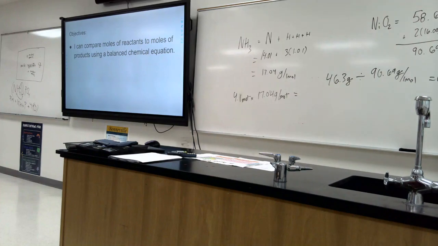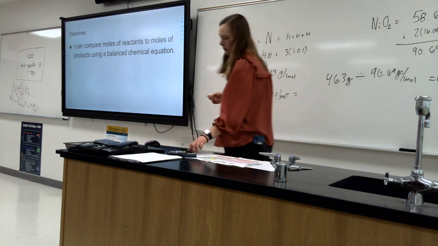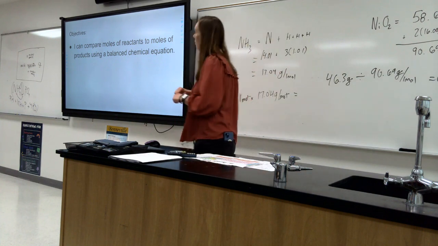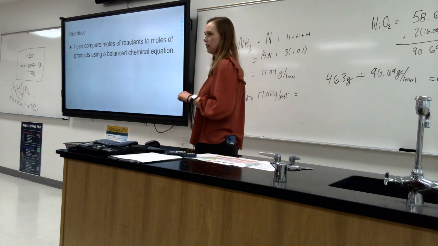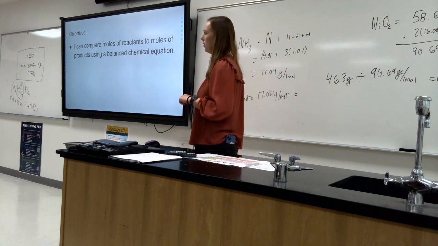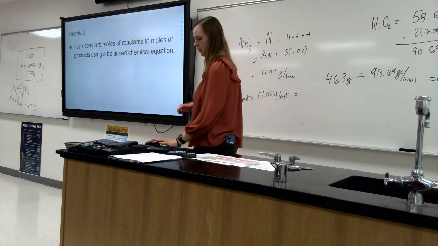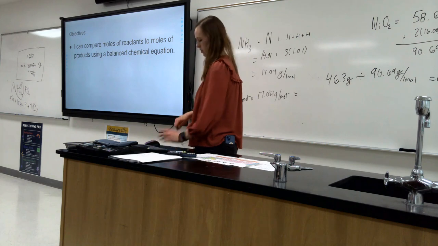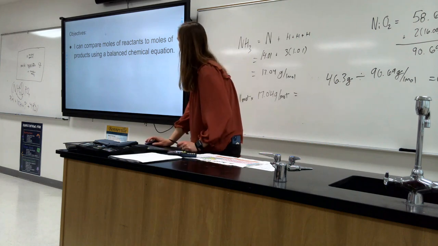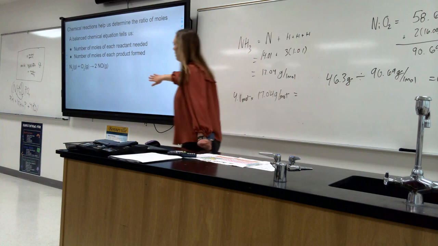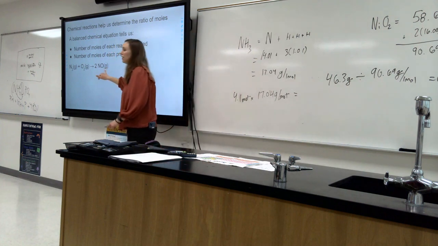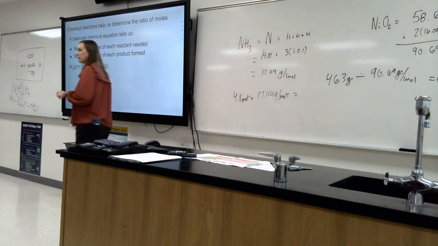All right, so we have talked about 2 unit conversions. Today we're going to talk about converting using a balanced chemical reaction. The unit conversion we're using today is called the mole ratio. So let's look at what we're talking about. There's a balanced chemical equation here. This is telling us, it's kind of like a recipe.